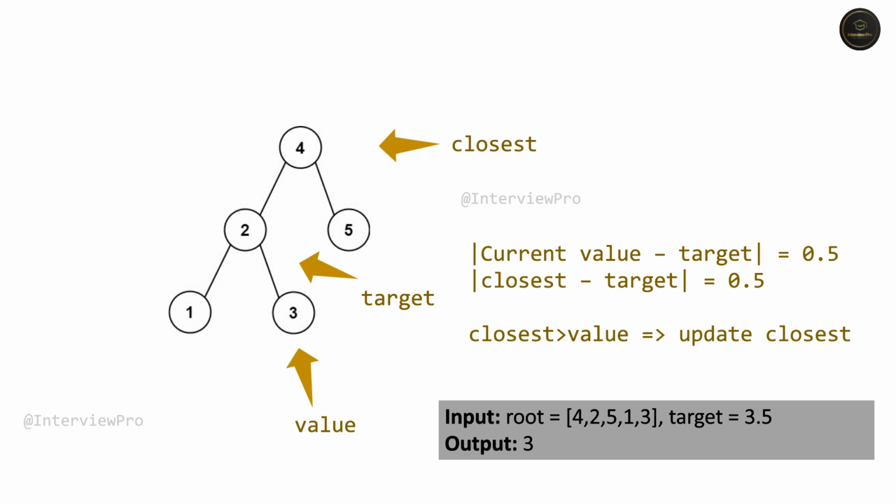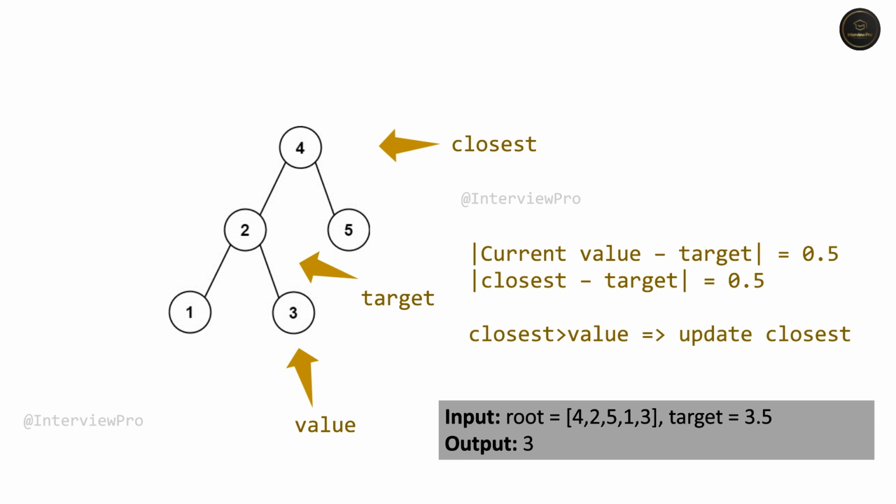And what was our previous difference? 4 minus 3.5, so 0.5. Now, both 4 and 3 are of equal distance from target. They are at a distance of 0.5. But if you remember the condition given in the problem statement, if we have two closer values, we have to return the smallest. So what is the smallest among 4 and 3? It is 3. So our current closest value will be 3.